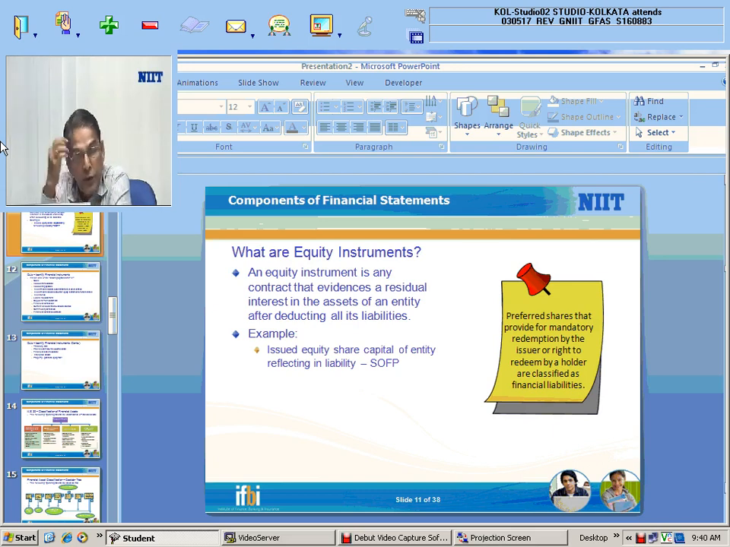Issued equity shares of capital of an entity are reflected on the liability side. So whatever equity shares have been issued by an entity are reflected on the liability side of the balance sheet, the statement of financial position. That is an example of equity instruments.